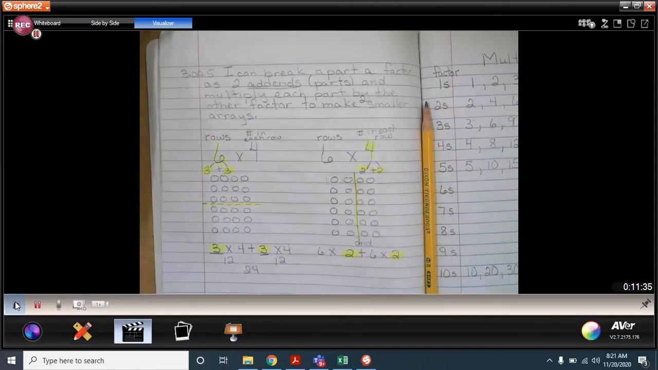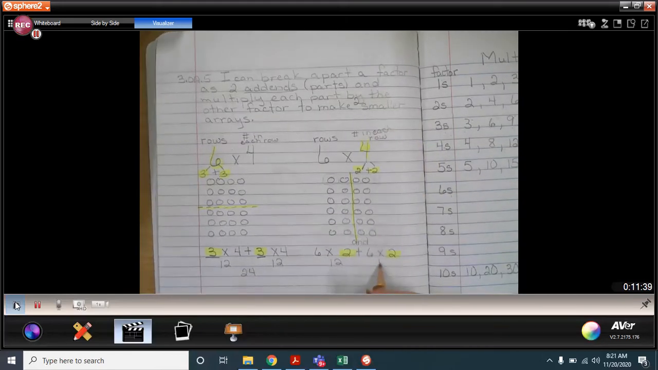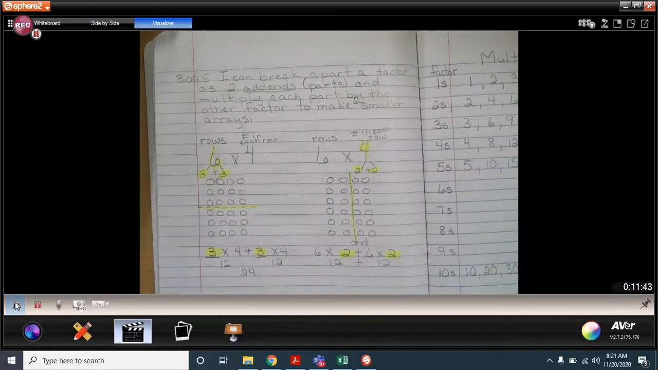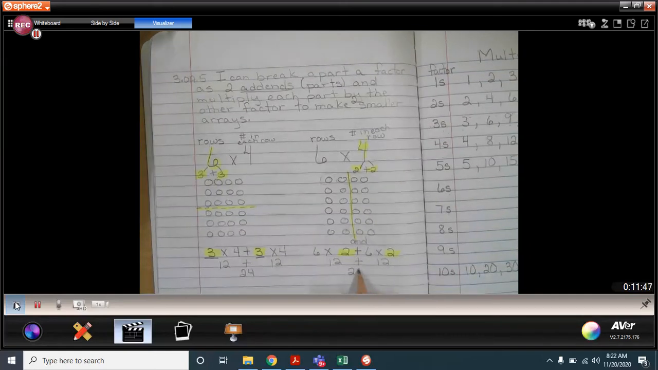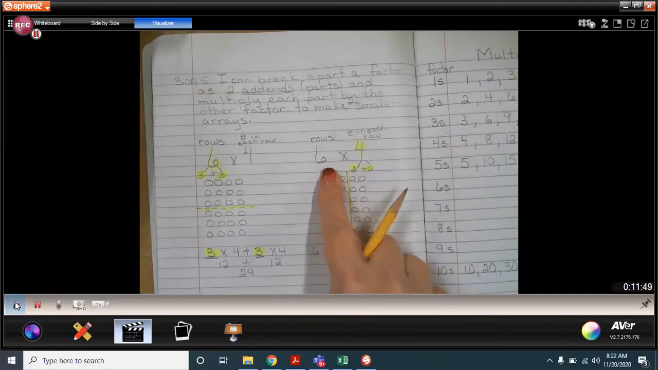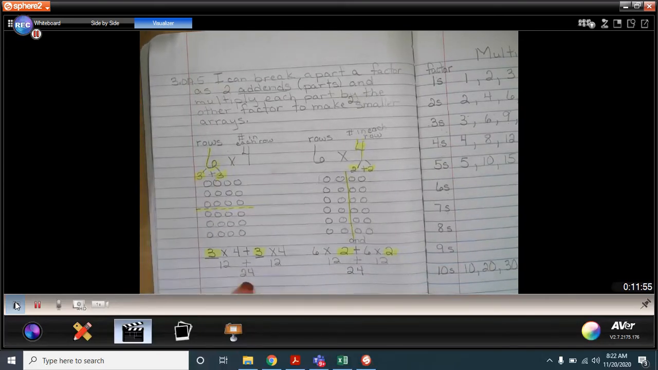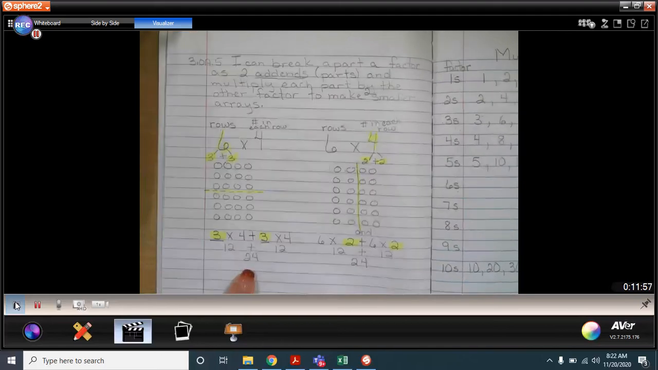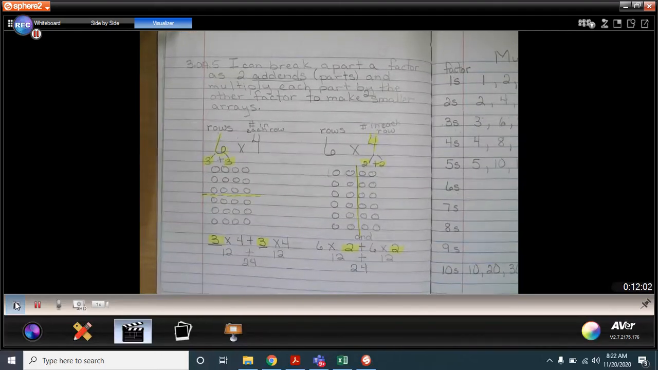So 6 times 2 is 12. Just so happens that's 12. And 6 times 2 is 12. And when I add those together, and I guess I should have put a plus symbol here, that's going to give me 24. So my product for 6 times 4 is going to be 24. And you'll notice for 6 times 4 here, I just broke it up a little differently, still going to be 24. And so those are our notes for our distributive property.